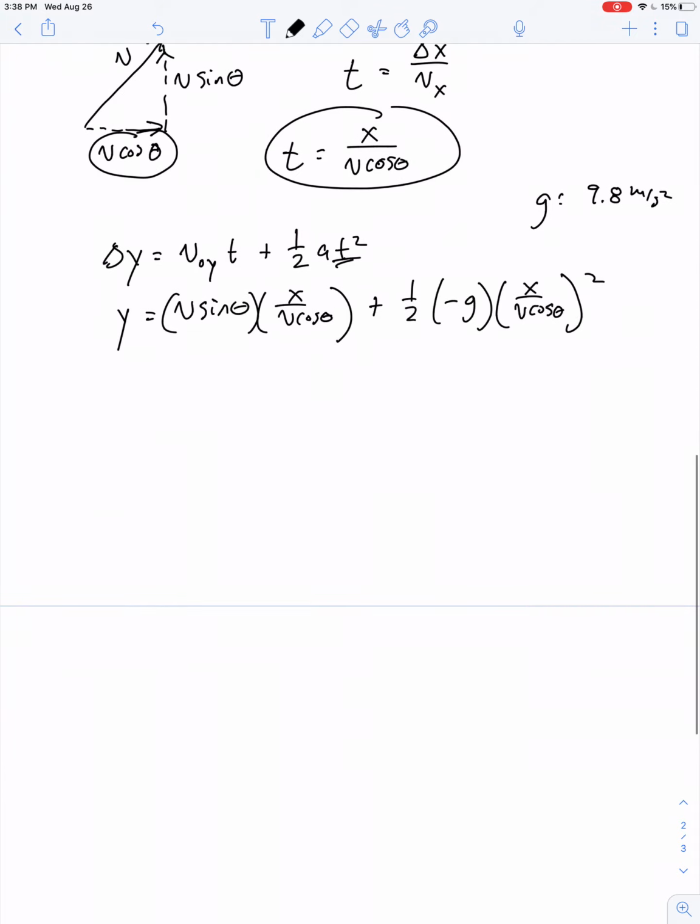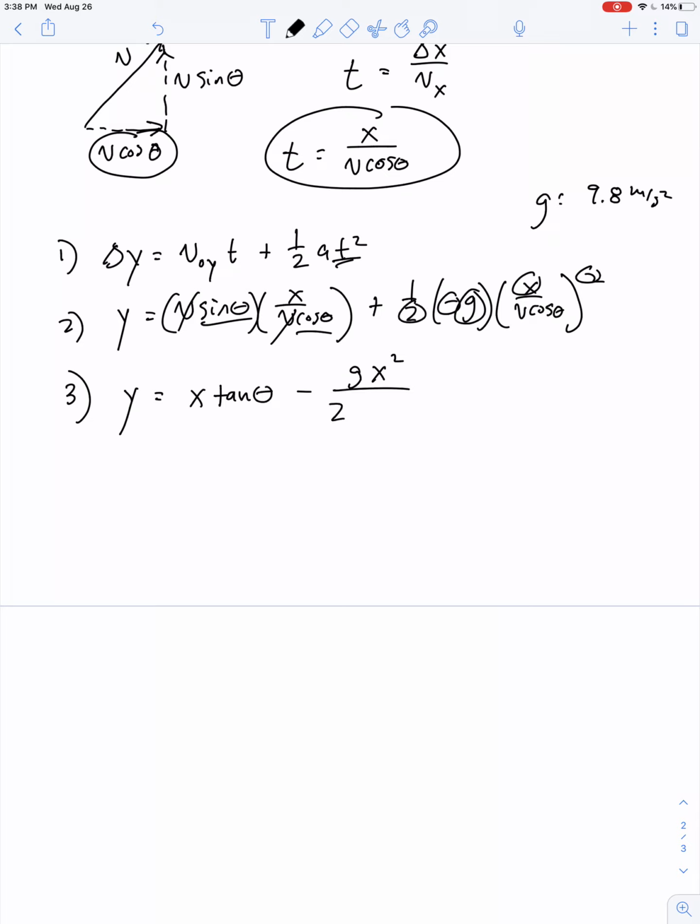So let's try to simplify a little bit. We've got step 1, step 2, and step 3. We can say that y equals x tangent theta. Sine theta over cosine theta gives us tangent. And then minus g x squared. Okay, we got the g, we've got the minus, we've got x squared divided by 2 v squared cosine squared theta. Okay, now let's go to step 4.